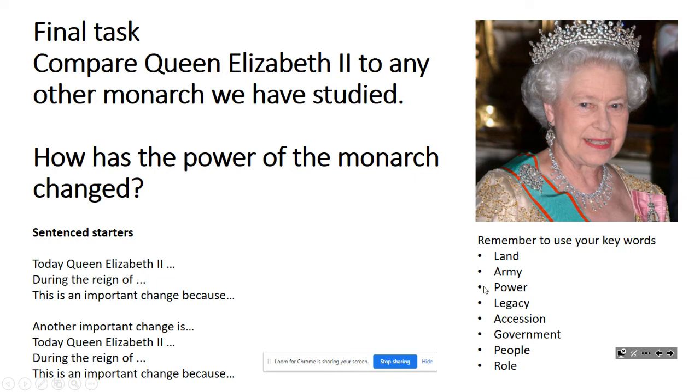Please make sure you submit this task to your teacher, as this will be graded, and that grade will be recorded. This is a real summation of all the hard work that you've been putting in.